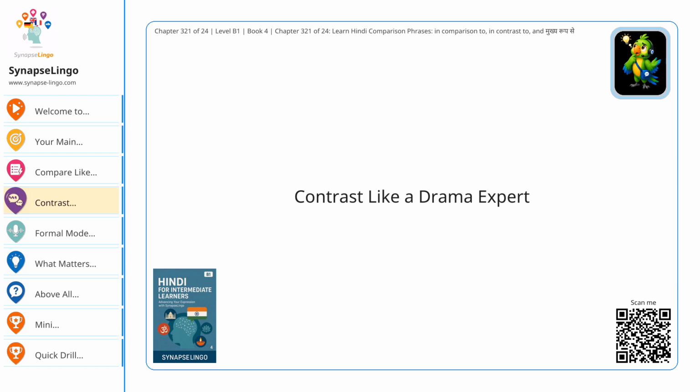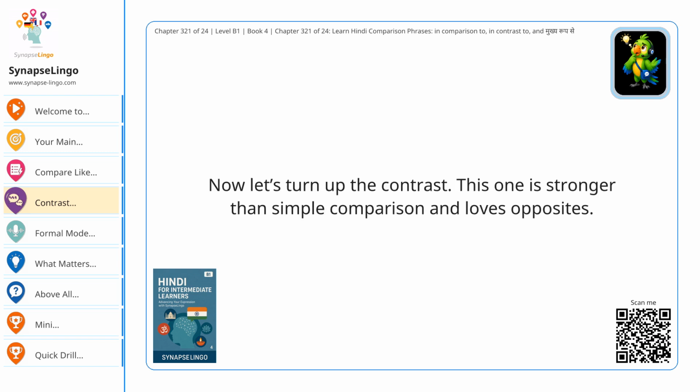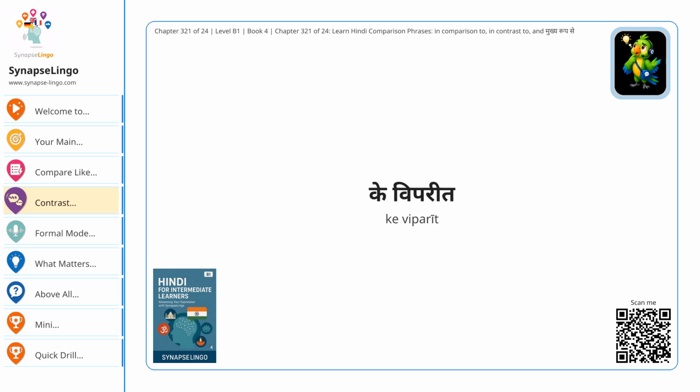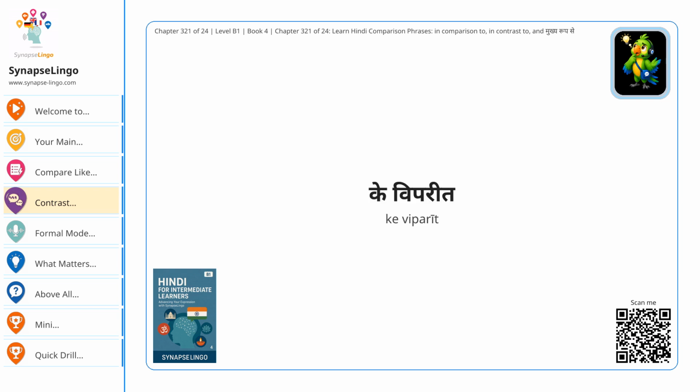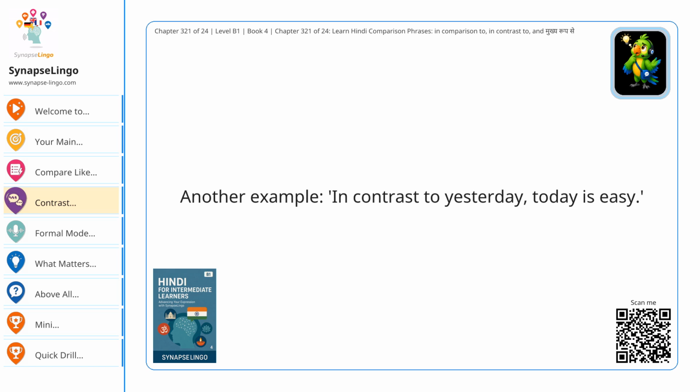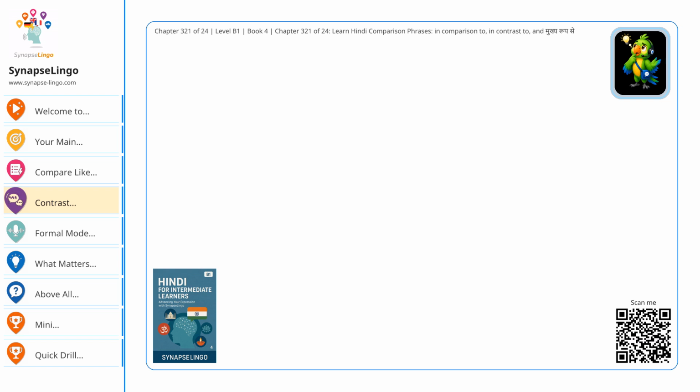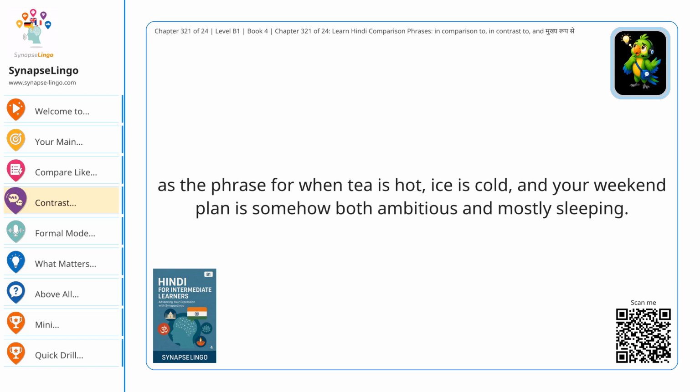Contrast like a drama expert. Now let's turn up the contrast. This one is stronger than simple comparison and loves opposites. Use के विपरीत for in contrast to. Example: in contrast to his brother, Ravi is quiet. In Hindi, अपने भाई के विपरीत, रवि शांत है. Another example: in contrast to yesterday, today is easy. Or, this room is warm, in contrast to the kitchen. Think of के विपरीत as the phrase for when tea is hot, ice is cold, and your weekend plan is somehow both ambitious and mostly sleeping.